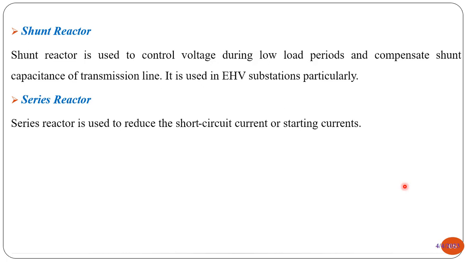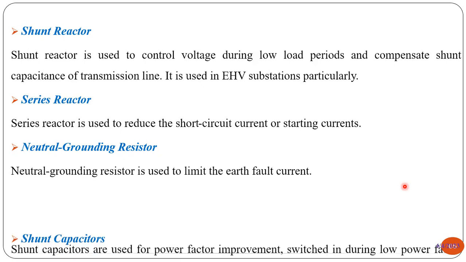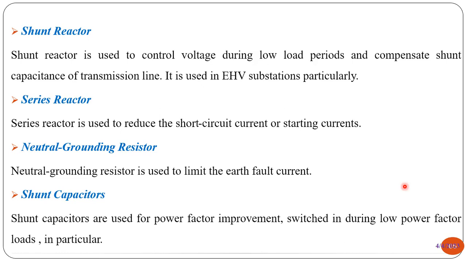The next one is the series reactor, used to reduce the short circuit current or starting current. Series reactor in parallel. Neutral grounding resistor is used to limit the earth fault current.